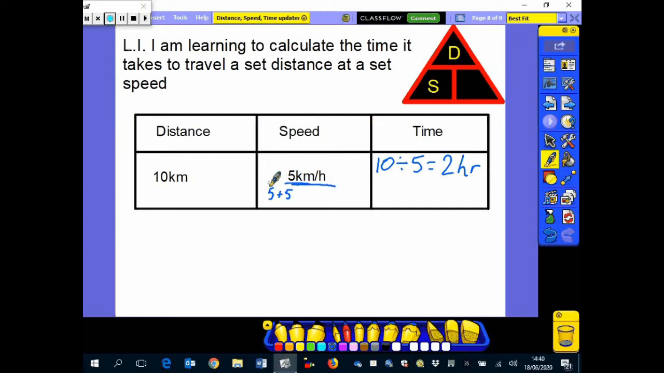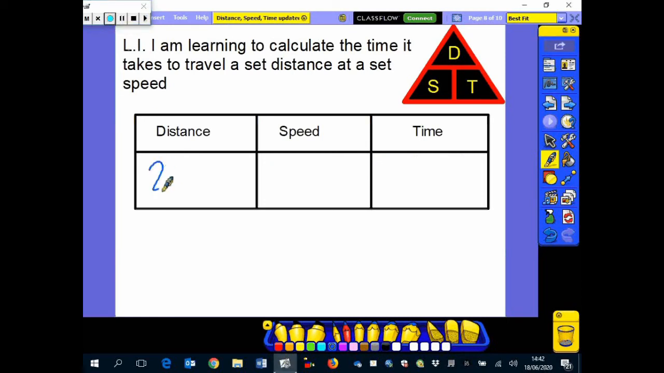What would happen if we were going the same distance but at 2 kilometers per hour? Well, 2 kilometers per hour is much slower, so in theory it should take much longer. So 10 kilometers divided by 2 kilometers per hour, well, that would take us 5 hours. And that makes a lot of sense there.